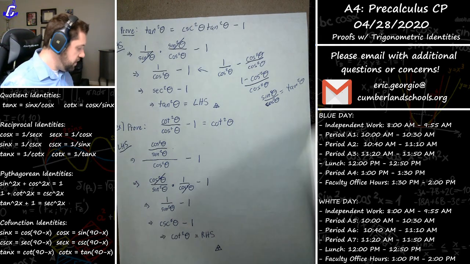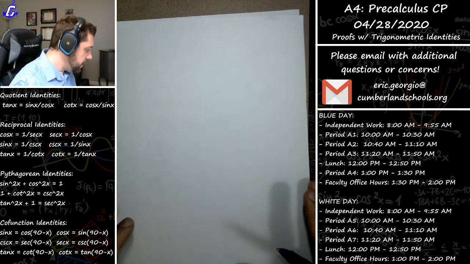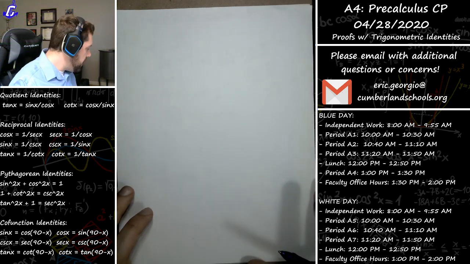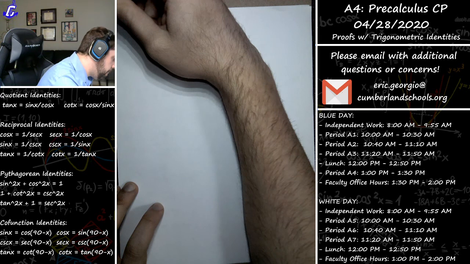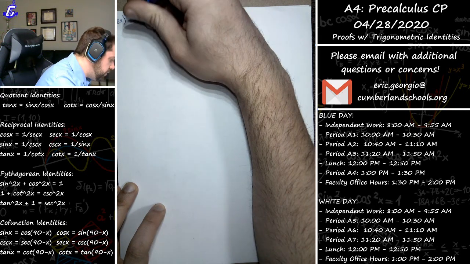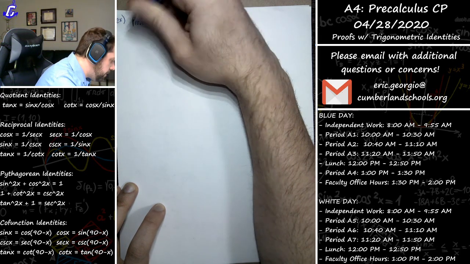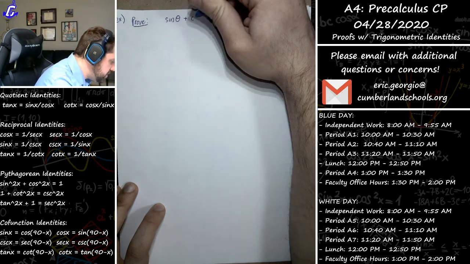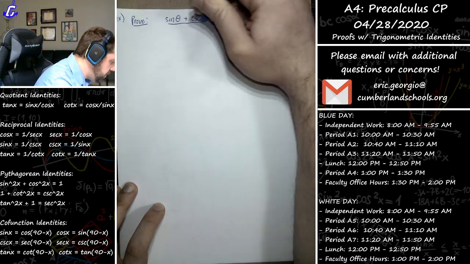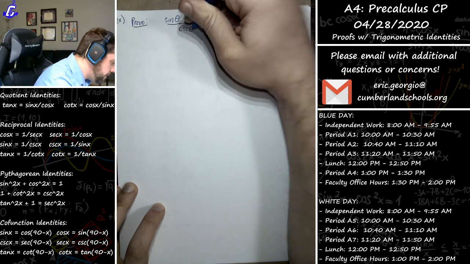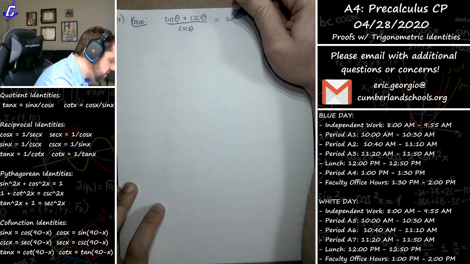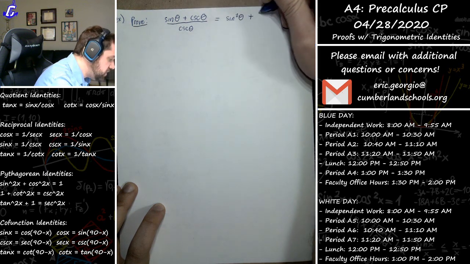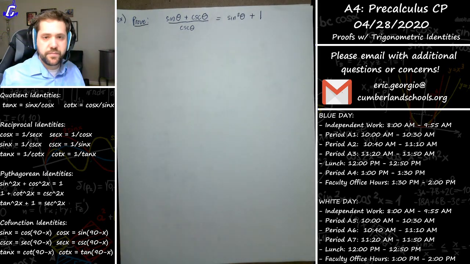Let's do another one. A couple more. Okay. How about something like this? Let's prove. This one's a little trickier. How about the sine of theta plus the cosecant of theta, all divided by the cosecant of theta, is equal to the sine squared of theta plus 1. Okay? How about something like that?